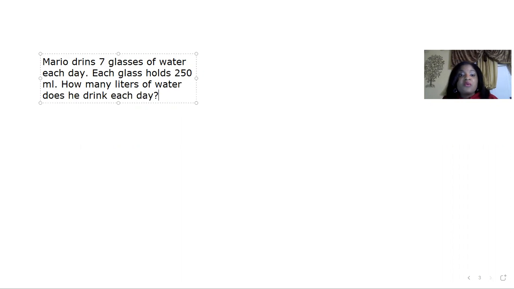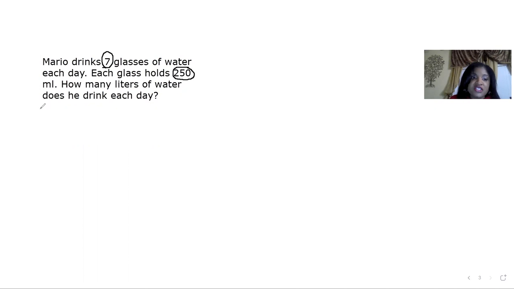So we have 2 things going on with this problem. Oh, and there's a spelling error. The first thing is Mario drinks 7 glasses of water each day. And each glass holds 250 milliliters. So let's see, we have 7 glasses. We have 250 milliliters.